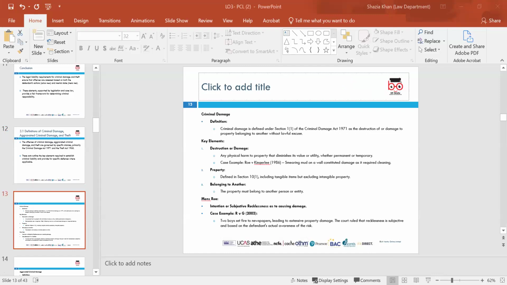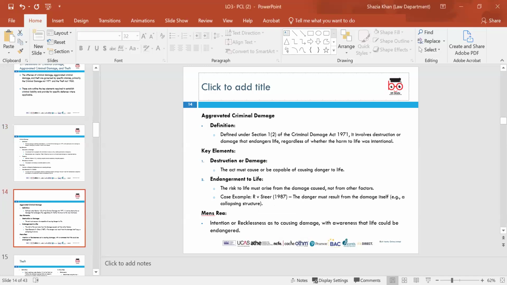As we mentioned earlier, criminal damage is defined under Section 1 of the Criminal Damage Act 1971 as the destruction or damage to property belonging to another without lawful excuse. Key elements are destruction or damage, which is in the case of Roe v Kingerlee, where smearing mud on the wall constituted damage. Property is defined under Section 10(1). And mens rea, the case of R v G 2003, where two boys set fire to newspapers, leading to extensive property damage, and the court ruled that recklessness is subjective and based on the defendant's actual awareness of the risk.